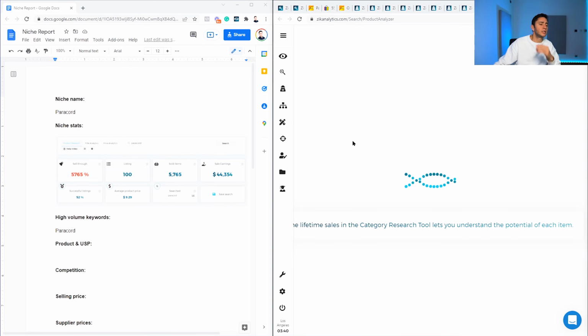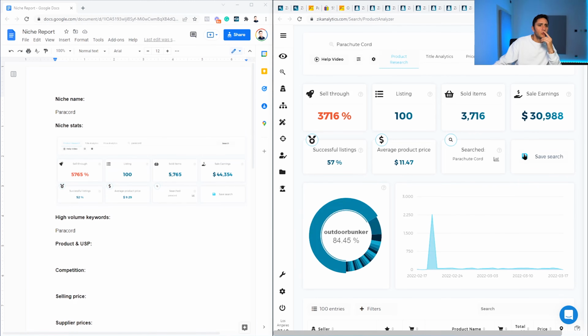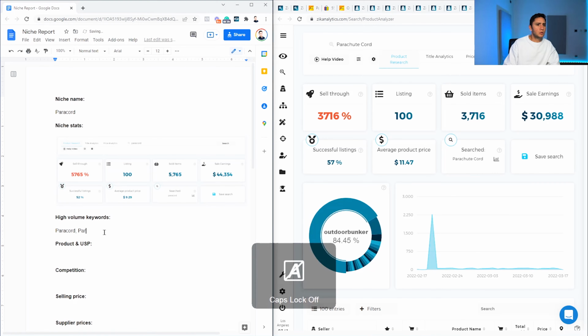Let's see the search again, and just to analyze it. Yeah, so parachute cord also got $30,000 in sales. So I will definitely put here parachute cord as well. Always good to know what is the strongest keywords, strongest volume keywords for the niche.